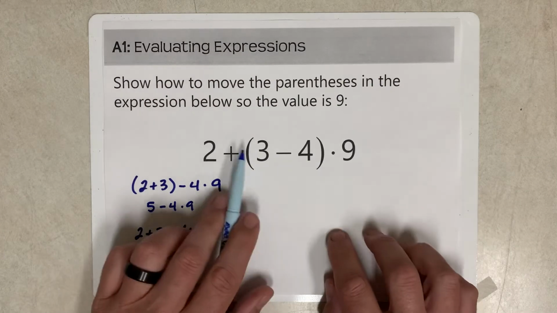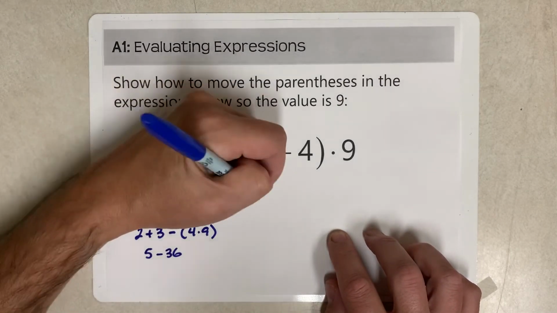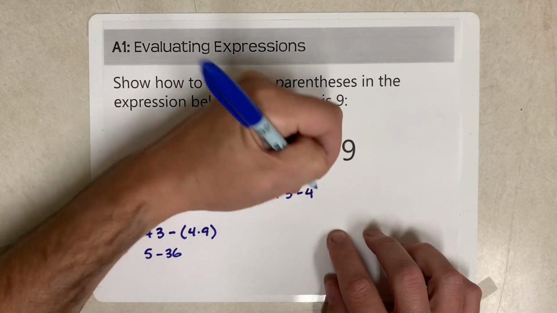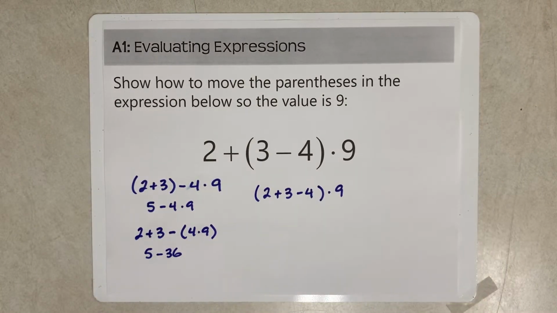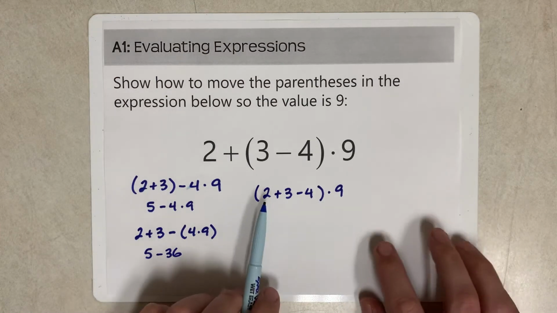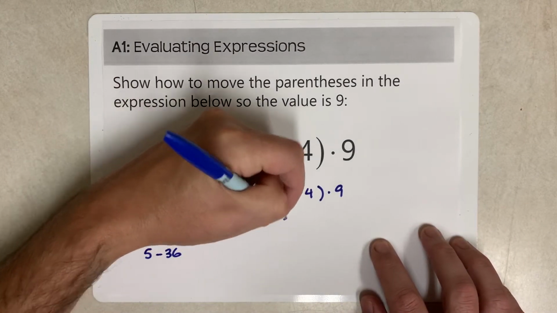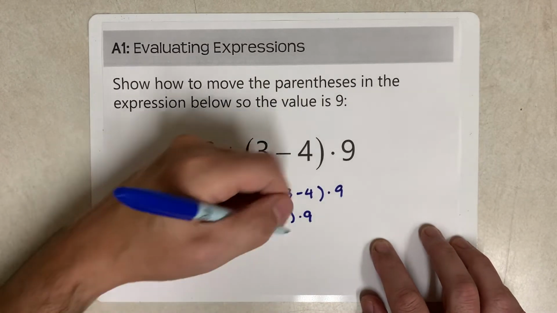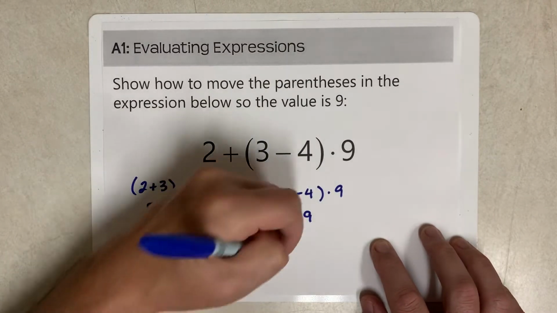What if I take this parenthesis though, and I move it in front of the 2? So what if I do 2 plus 3 minus 4 times 9? Well, let's see how that works. You can see all the different ways you can move these parentheses, and there's a lot. So 2 plus 3 would be 5 minus 4 times 9. So 5 minus 4 is 1, and 1 times 9 is going to be 9.